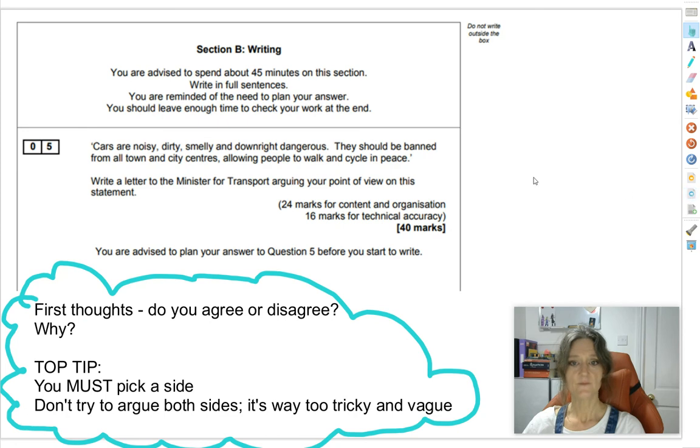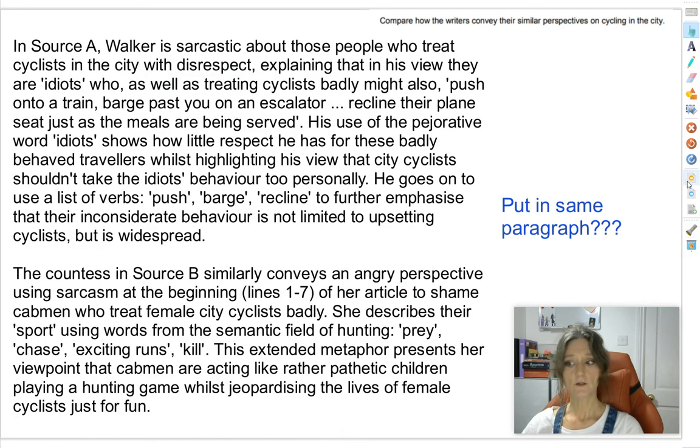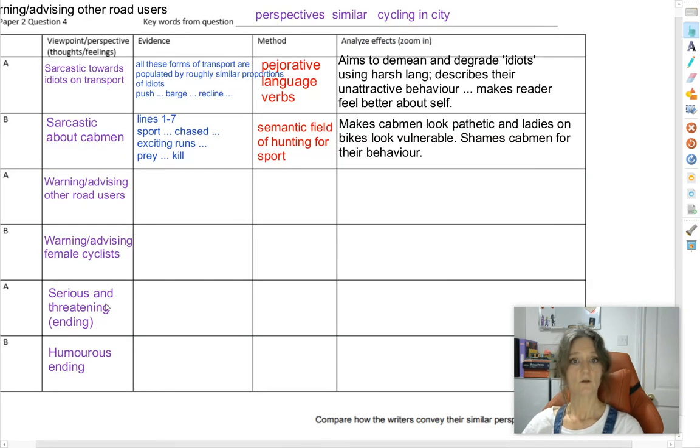Okay, next time we're going to be having a look at the writing. So thinking about some ways to plan your writing, and I've done a couple of model paragraphs for you. But for now, have a go at finishing off this question 4. See how you get on, and I'll see you next time for some argumentative writing.